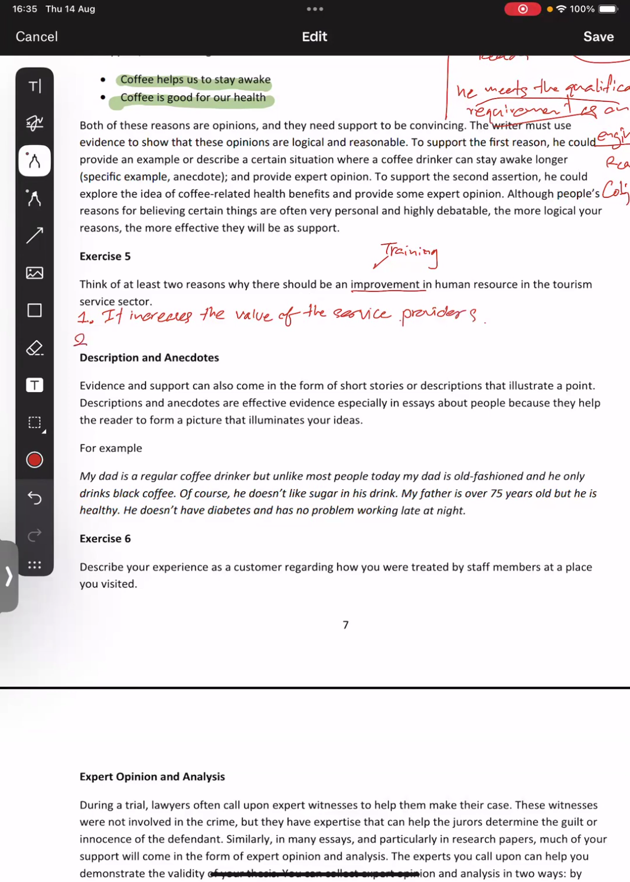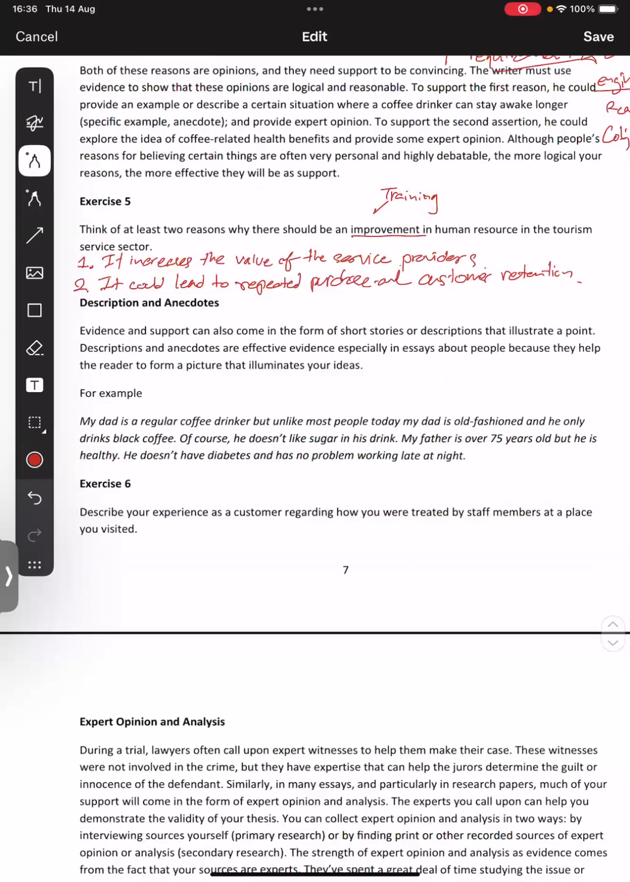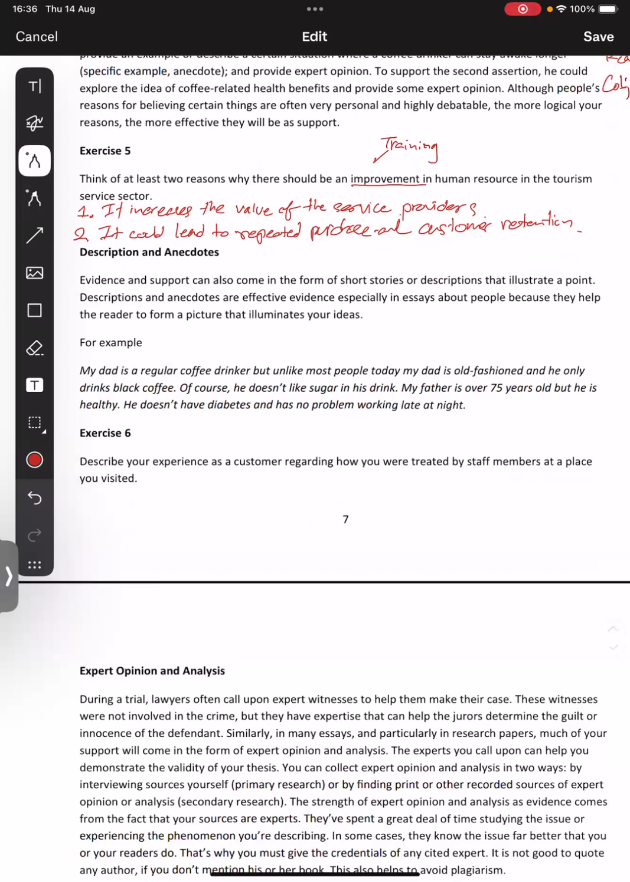Okay, and number two, it could lead to repeated purchase and customer retention. All right, so those might be the reasons why you want to have a constant improvement in human resource.